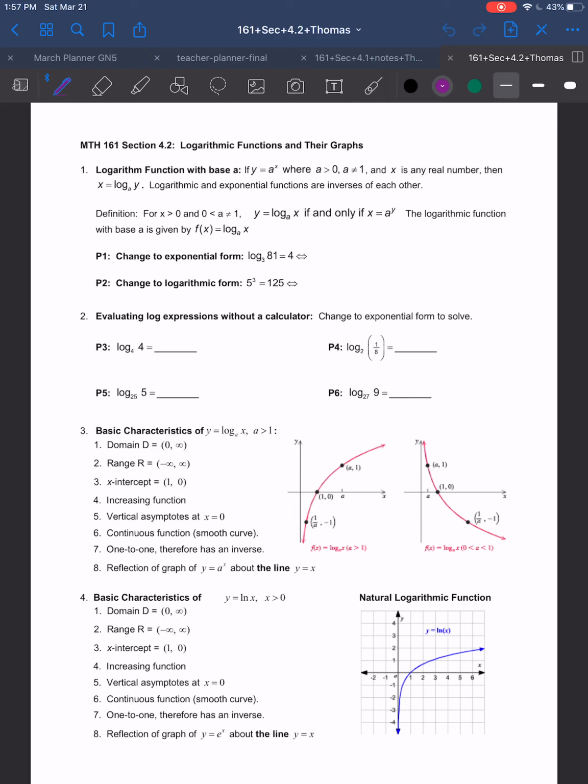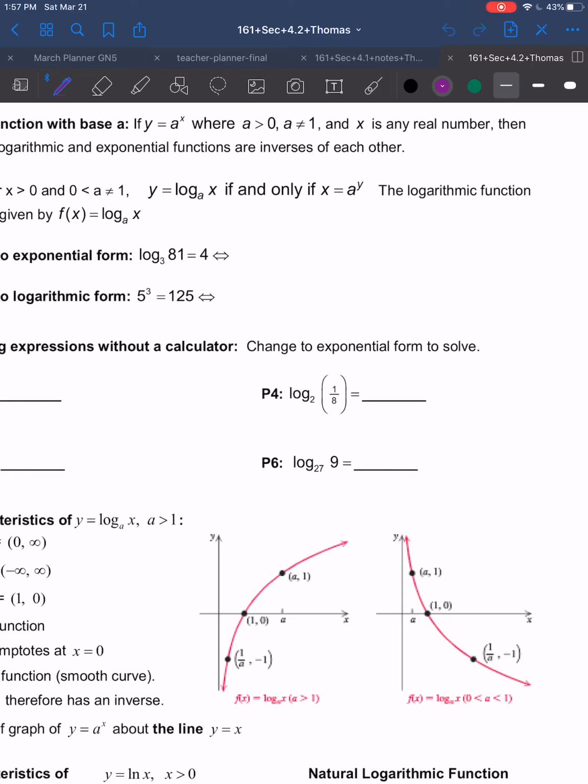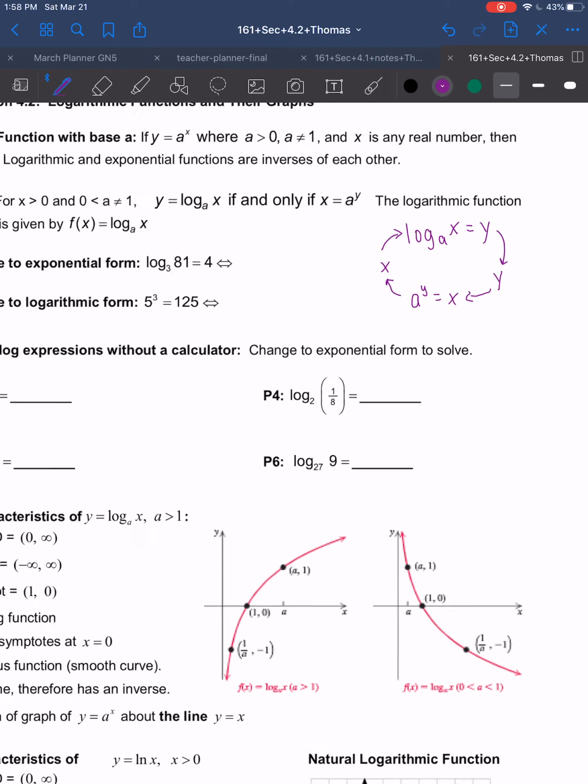So if you want to change from exponential to logarithmic form, there's this nice little graphic I'm going to draw for you. So you have log base a of x equals y. And then if you want to switch it to exponential, you're going to have a to the y equals x. So it's a nice little graphic to remember how you're supposed to switch between the two of them.